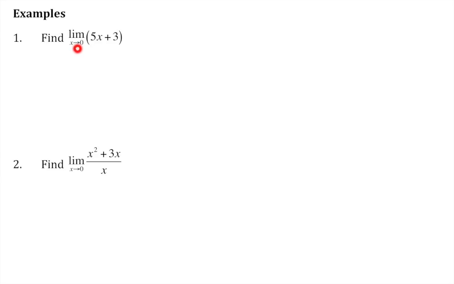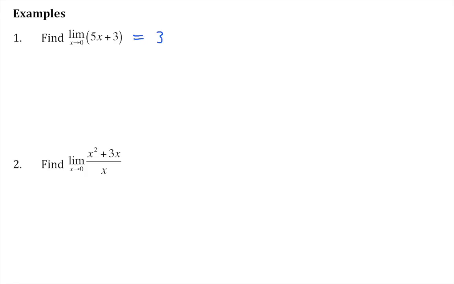Well, what happens if x was 0? You look at it and you go 5 times 0. Well, I know that's 0. Plus 3. Well, that's just 3. So you could actually look at that and just say, well, let's let x equal 0. If x is approaching 0, what happens if it is 0? You get an answer of 3. Well, that's pretty straightforward, and that's your answer.